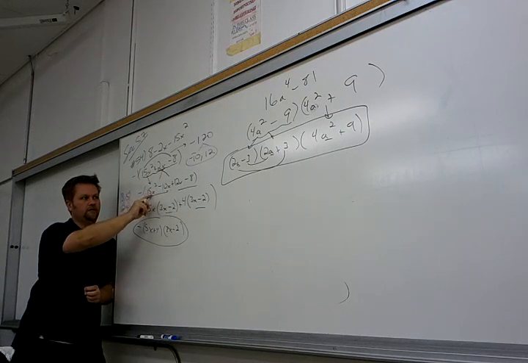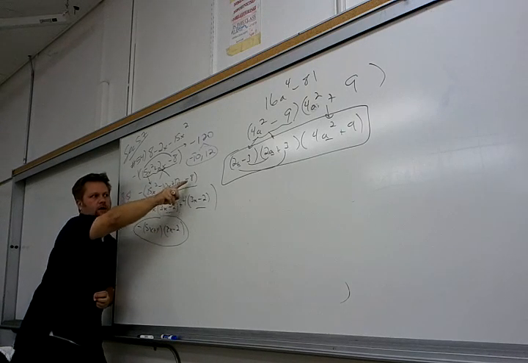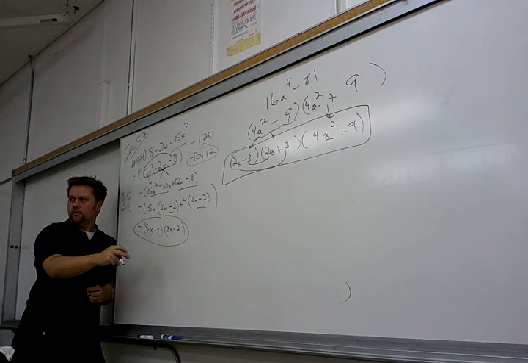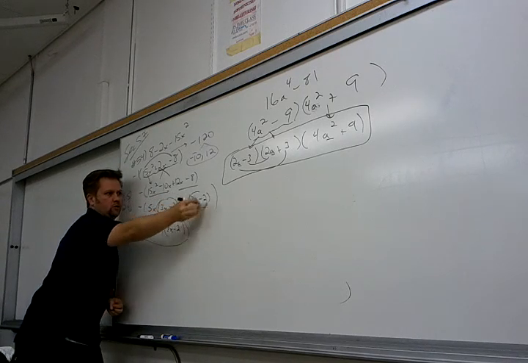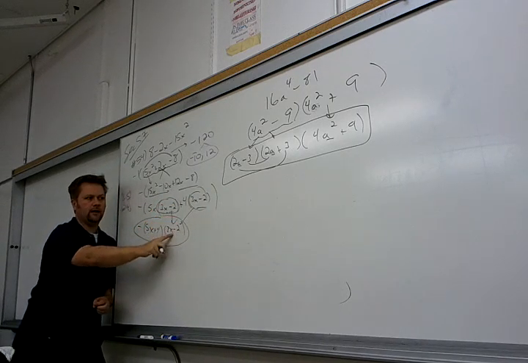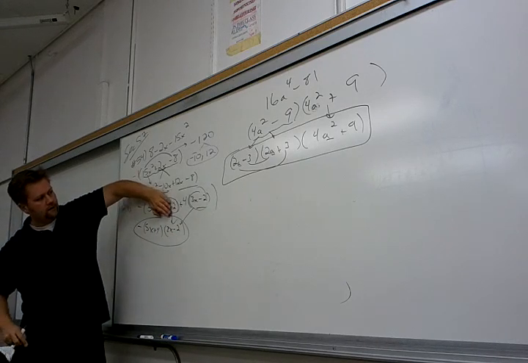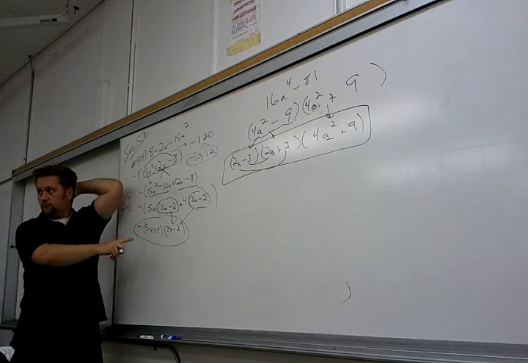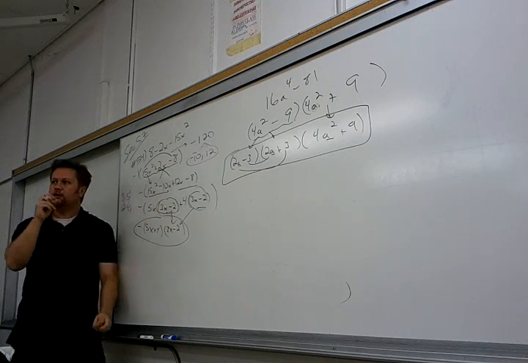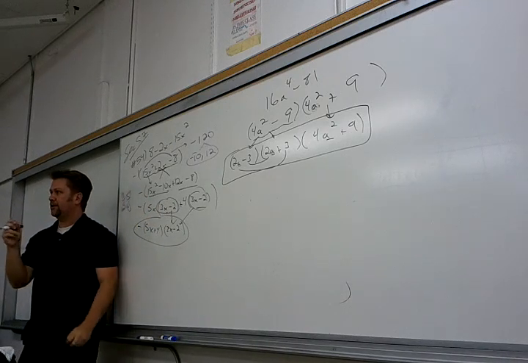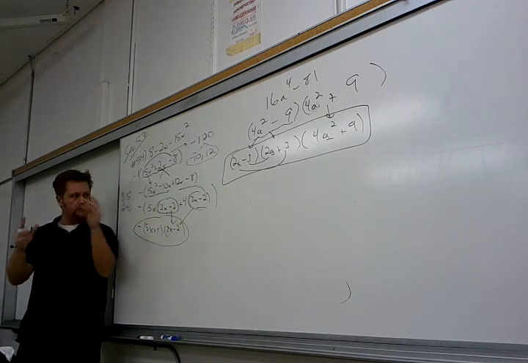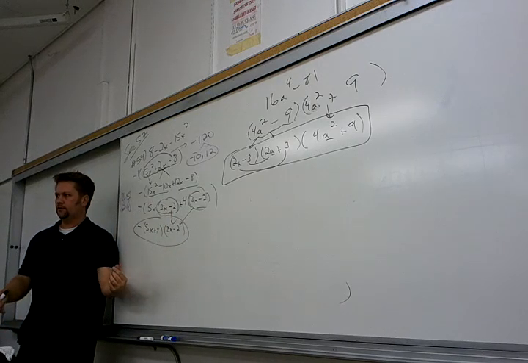Just take a 5x out of here. Take a 4 out of here. And the next step is I can take a 3x minus 2 out of both. What would I be left with? 5x plus 4. So right there, that's just grouping. Grouping should be easy. Is there another solution for this?